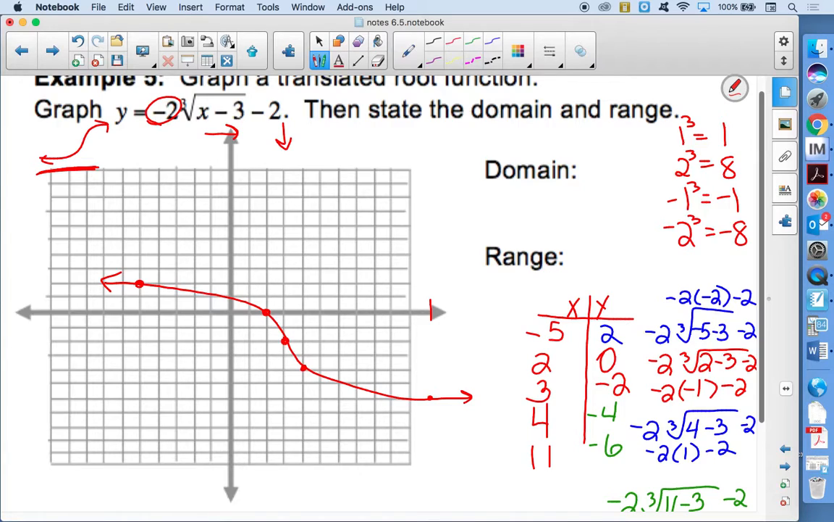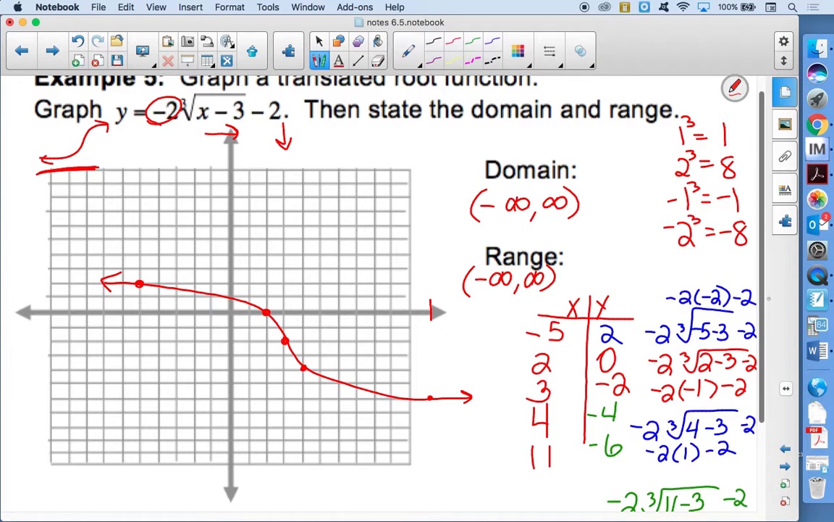Anybody know what the domain of this graph is? So look at the graph, left to right. What's the domain? Audrey, what do you think the domain would be? Left to right. How far does it go to the left? And yeah, -infinity to +infinity. So the domain would be -infinity to +infinity. What's the range? -infinity to +infinity. Every single cube root graph is always -infinity to +infinity because there isn't a number that you can't put underneath the cube root. So it'll always be -infinity to +infinity.